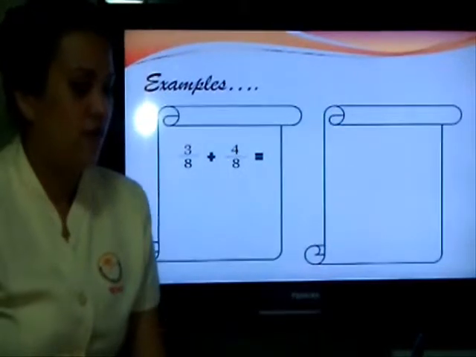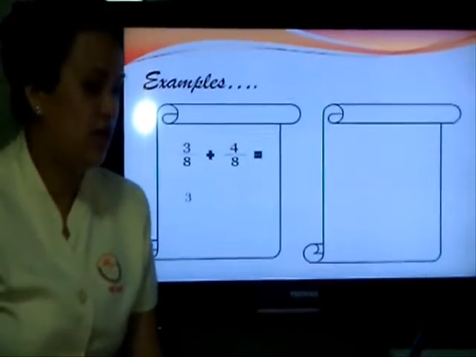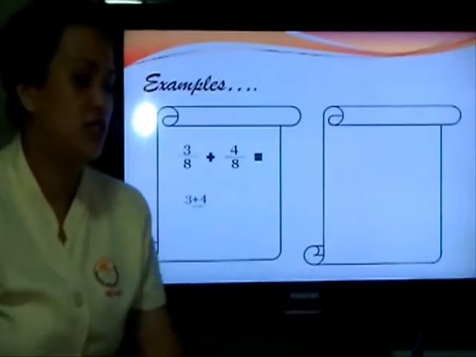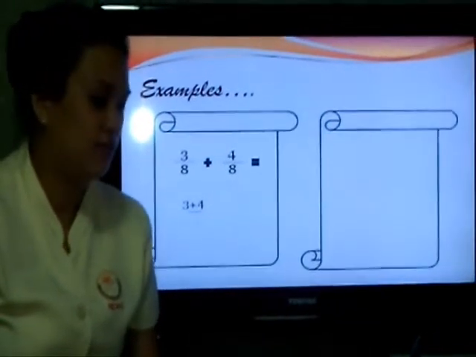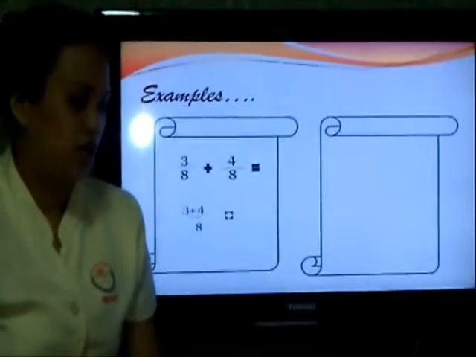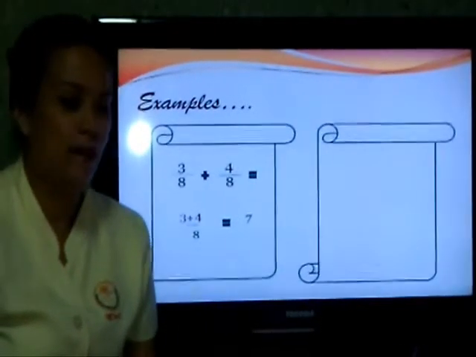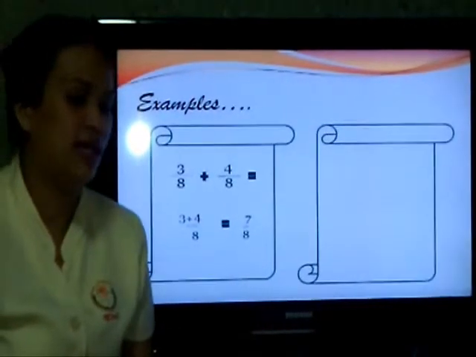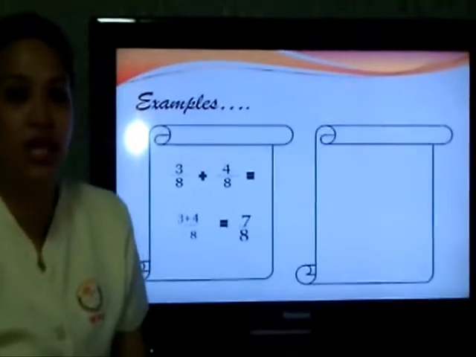So, first we will add the numerators. The numerators are 3 plus 4. Because the denominator is the same, we will just copy it. So 3 plus 4 is 7, and copy the denominator of 8. So we can say that 3/8 plus 4/8 is equal to 7/8.